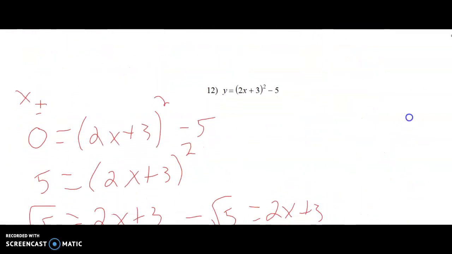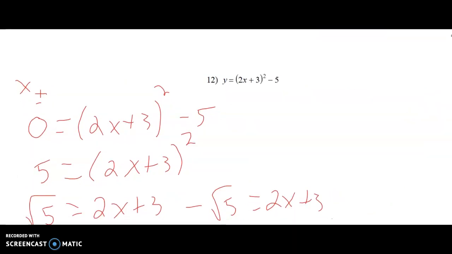Okay, now let's come up here, do the y-intercept. 2 times 0 is 0. So I get 3 squared minus 5 is my y-intercept. 3 squared is 9, 9 minus 5 is 4. So 0, comma 4.